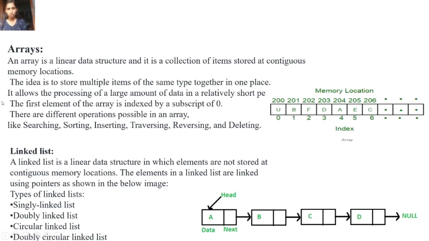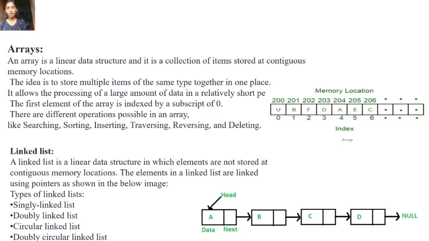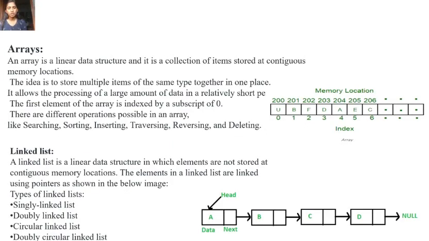The idea is to store multiple items of a same type together in one place. In array, we can store only the same data type. We can't store any different data types. This is the main drawback in this array. The first element of an array is indexed by the subscript of 0. It begins with the 0 index. And there are different operations which will be performed on an array. They are searching, sorting, inserting, traversing, reversing and deleting operations.